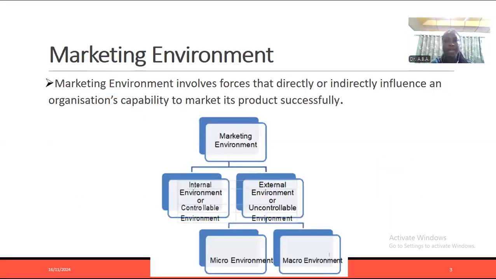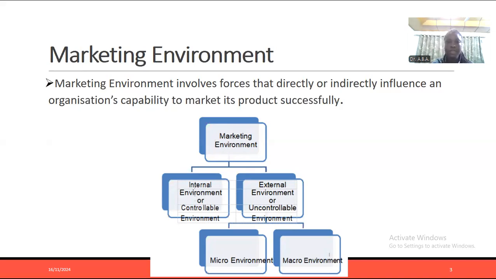So when we say the marketing environment, what we are referring to are the forces which directly or indirectly influence an organization's ability to market its products successfully. We are looking at all the factors which directly or indirectly influence the organization's capability to market its product effectively.